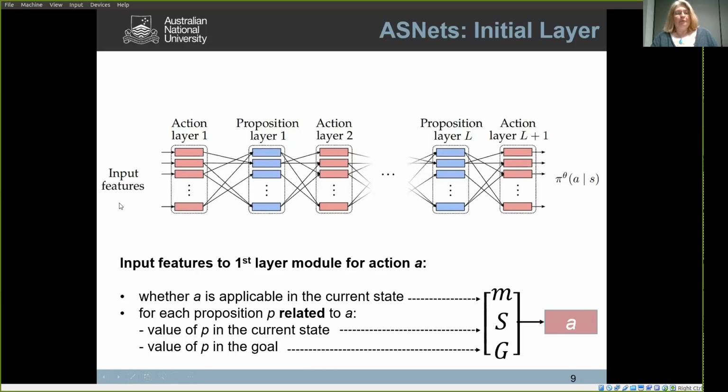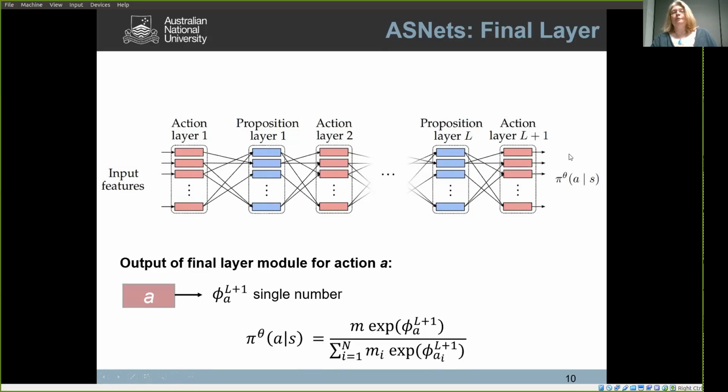Now, let's talk briefly about the input features. The first layer action modules receive an input saying whether the action is applicable in the current state. That's this Boolean M here. And for each proposition P which is related to the action we're talking about, we are given the value of P in the current state and the value of P in the goal.